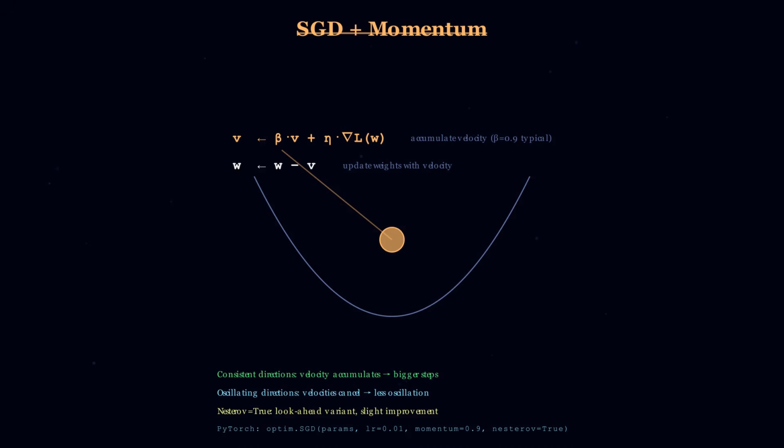Why does momentum help? In a consistent direction, say, always down, the velocity accumulates and steps get larger. In oscillating directions, side to side in a narrow valley, the gradients cancel out, the velocity stays small, and oscillation is dampened. In PyTorch, optim.SGD with momentum equals 0.9. Nesterov momentum is a better variant. It looks ahead before updating. Use nesterov equals True in PyTorch for a small but consistent improvement.